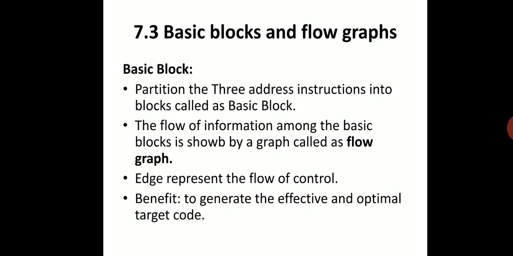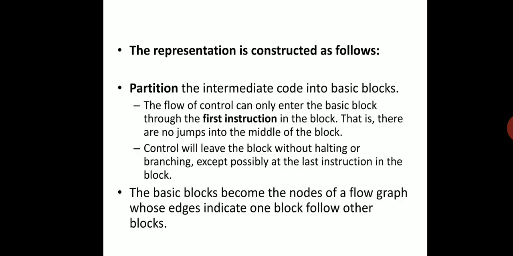Okay, what is the benefit of this? We will get the optimized target code. If we go with basic blocks, then we can have the optimized target code. Okay, the representation is constructed as follows: partition the intermediate code into basic blocks. Okay, how can we construct a basic block? That is very important. So the flow of control can only enter the basic block through the first statement in the block.